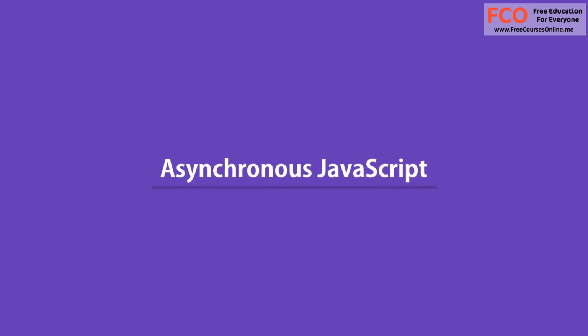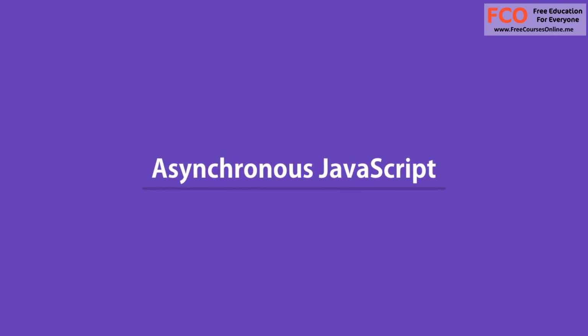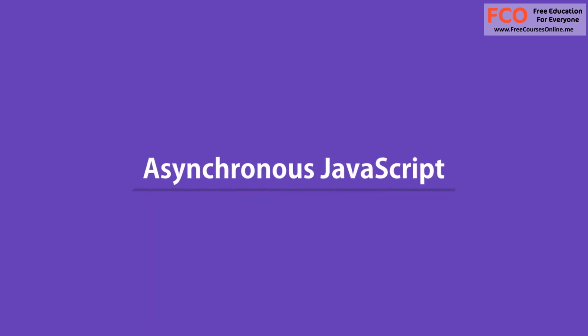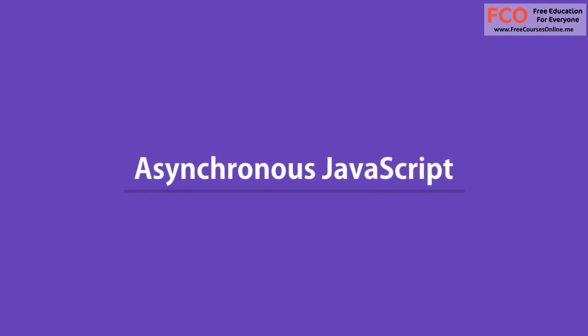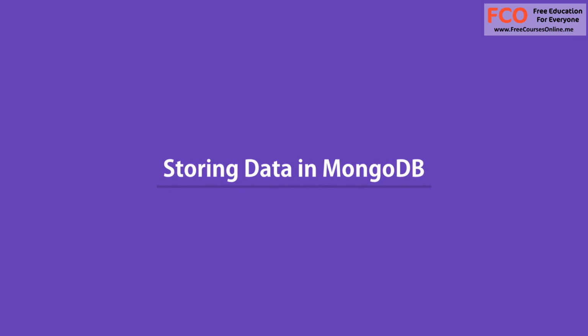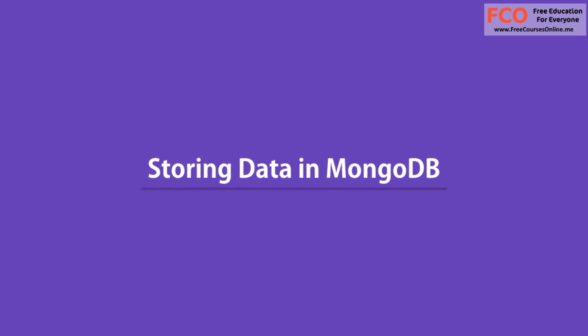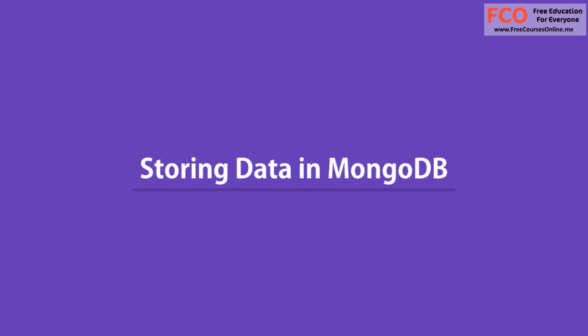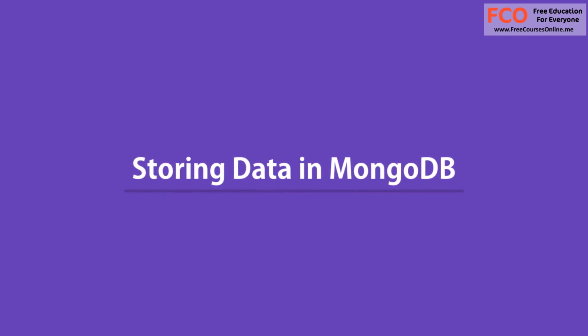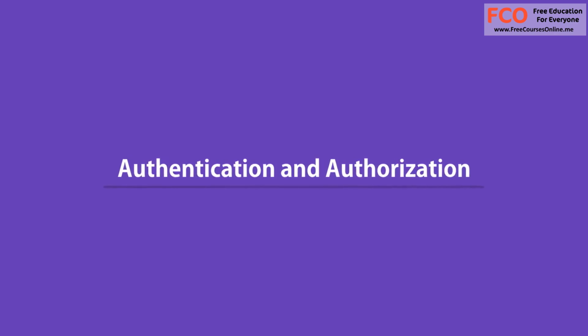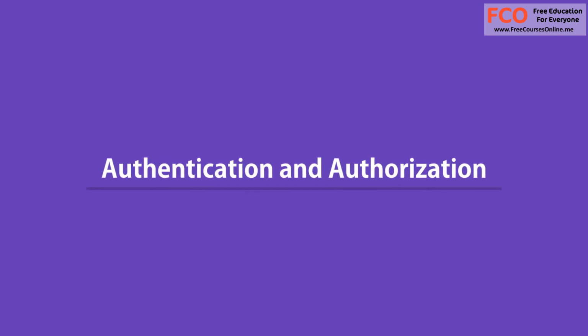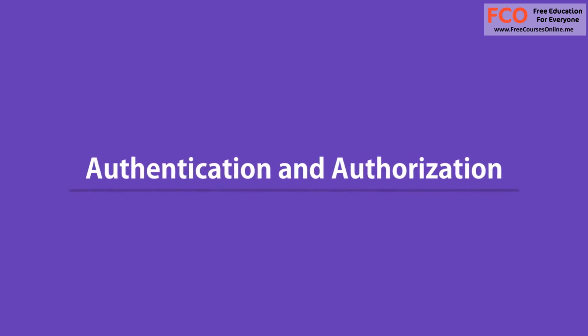In this section, you will understand how asynchronous code is different from synchronous code. We'll look at various patterns for working with asynchronous code, such as callbacks, promises, and async and await. Once you understand asynchronous code, then we'll look at storing data in MongoDB. So the next three sections are all about MongoDB and Mongoose, which is the library we use to store data in MongoDB. After that, we'll look at implementing authentication and authorization, including role management using JSON Web Tokens.